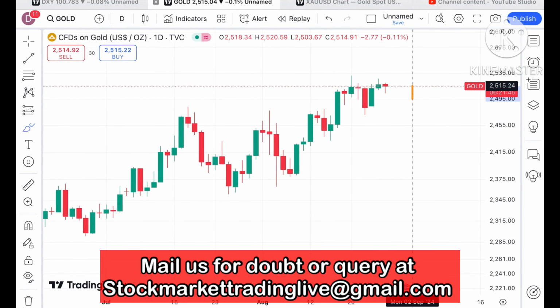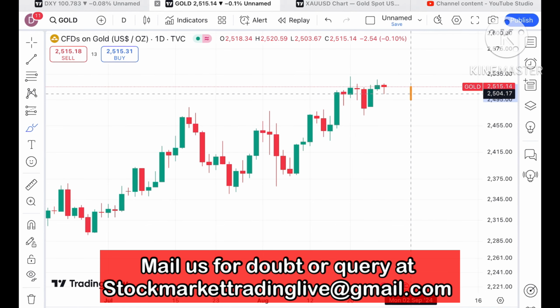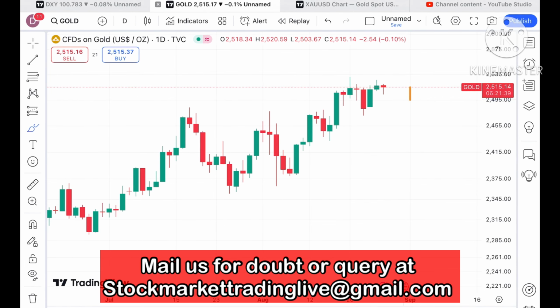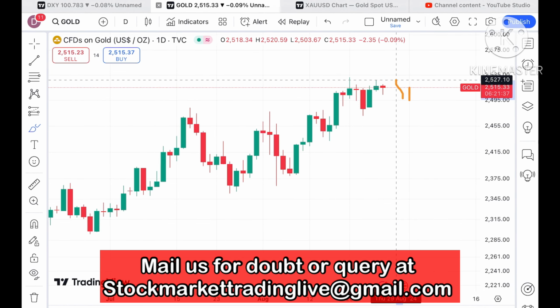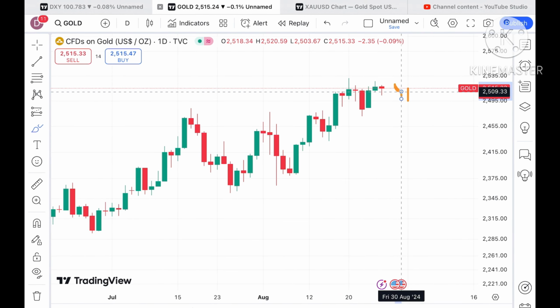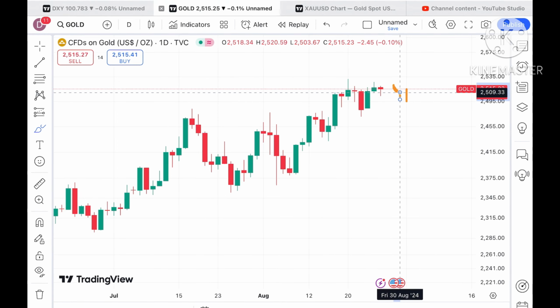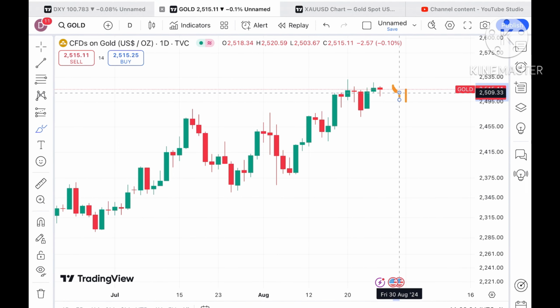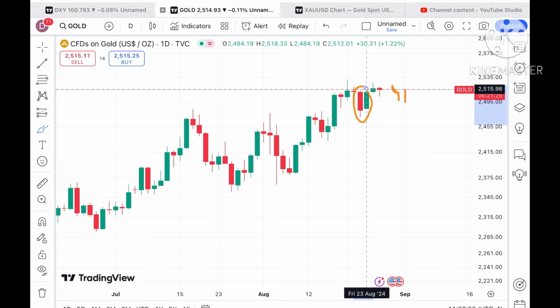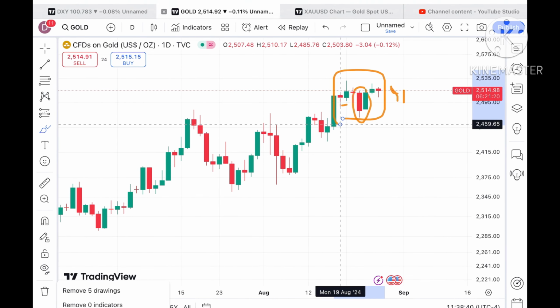Today we have seen a high of around 2520 and a low of around 2504. The previous day we saw a high of around 2527 and a low of around 2509. That means around a $20 movement, even fewer dollars of movement. But on previous days we have seen good volatility. Otherwise, the price has been moving in this particular range for so long.